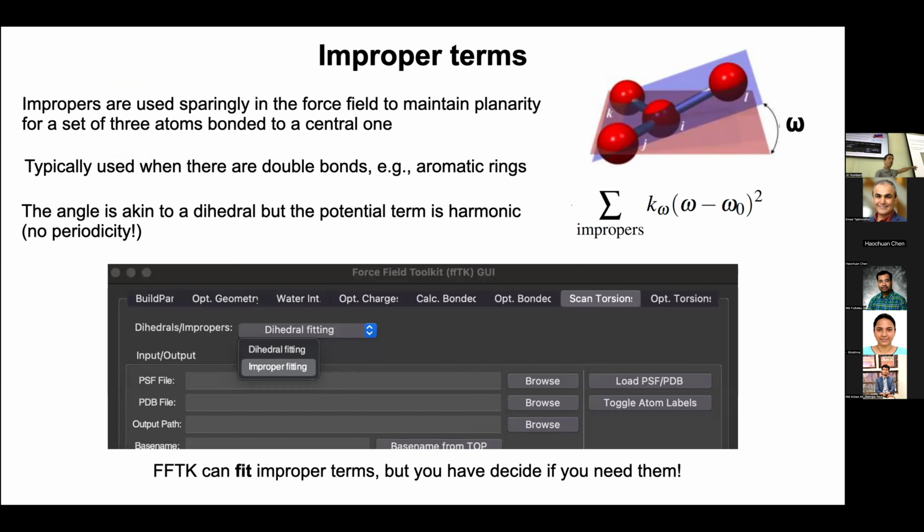ffTK can also fit these for you, but you have to tell it which ones you want, because I said they're used sparingly. So you have to know the chemistry of your molecule, like a ring with a lot of double bonds. Then you'd say, okay, I know this ring should be planar. So in addition to being careful with your dihedral selection, you can also fit some improper terms in order to ensure planarity is maintained.